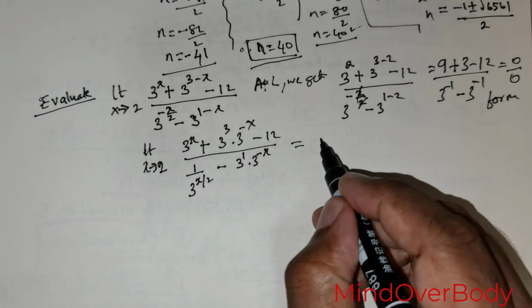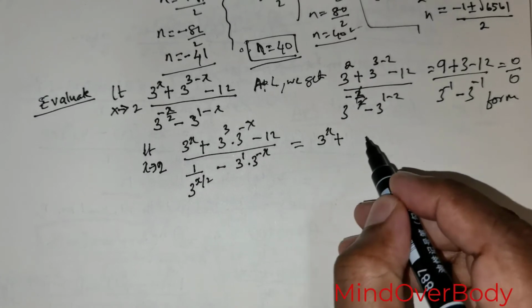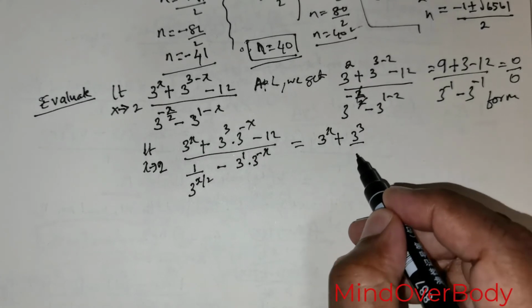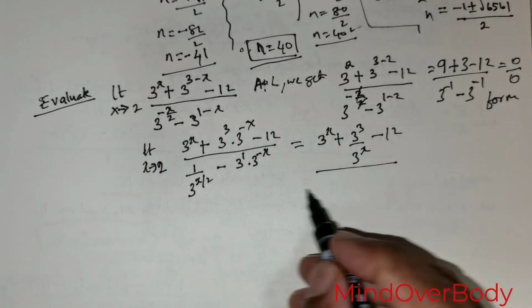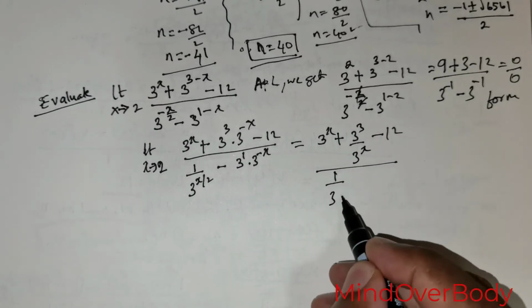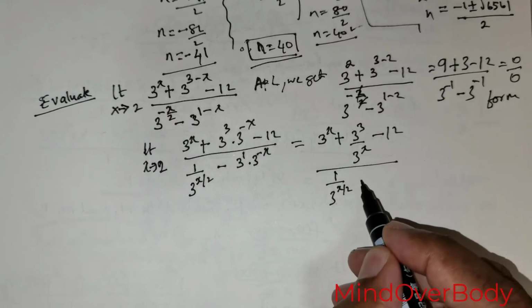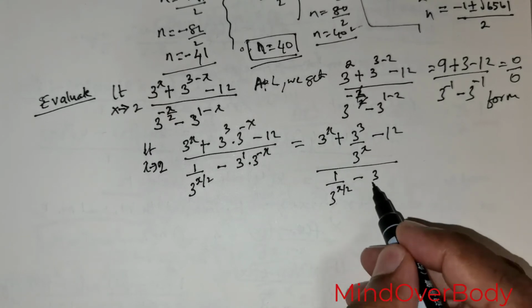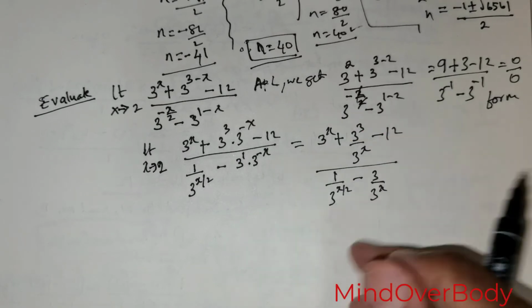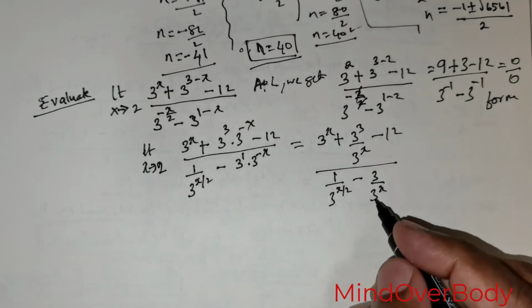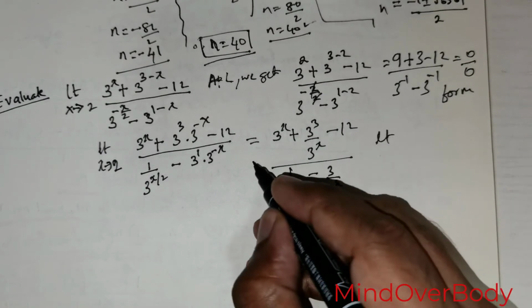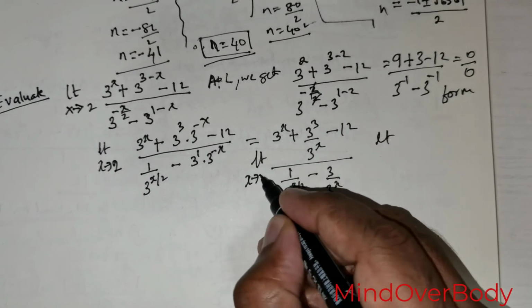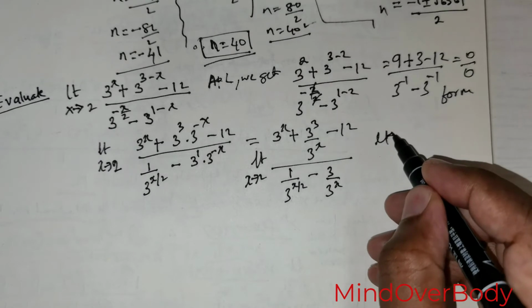This is rewritten as 3 raised to the power of x positive 3 raised to the power of 3 divided by 3 raised to the power of x, negative 12, divided by 1 over 3 raised to the power of x over 2, negative 3 over 3 raised to the power of x. So I've got a quantity like this. Now what I wish to do is make a substitution. Of course, you've got your limit x tending to 2. Now what is the substitution I'm going to make?